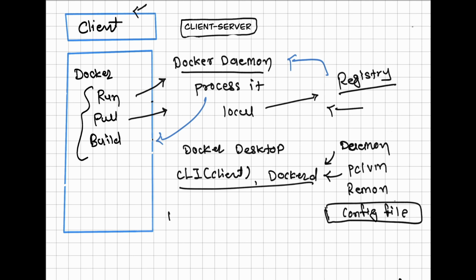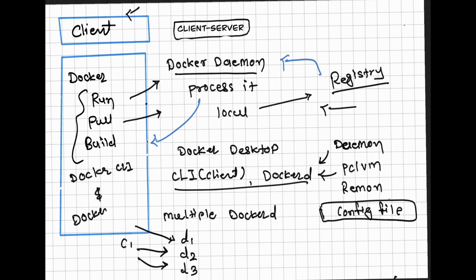This can be seen in the hands-on part. Then dockerd can be on multiple servers as well. So a single client can send requests to multiple daemons like D1, D2, and D3. And also Docker Compose is part of Docker client.